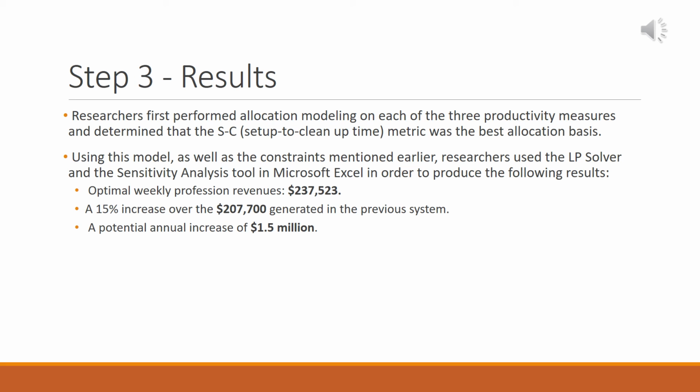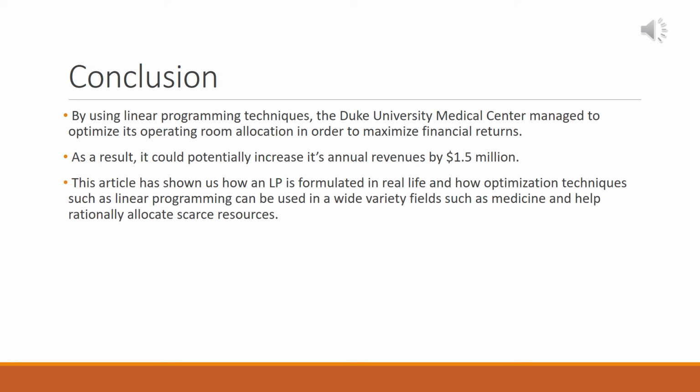Using this model as a basis, the resulting LP showed that the optimal weekly revenue is $237,523, which is a 15% increase from before and results in a potential annual increase of $1.5 million. In conclusion, this article has shown us how a linear model is formulated in real life, and how linear programming techniques can be used in the field of medicine in order to optimize operating room allocation while maximizing financial returns. Thank you.